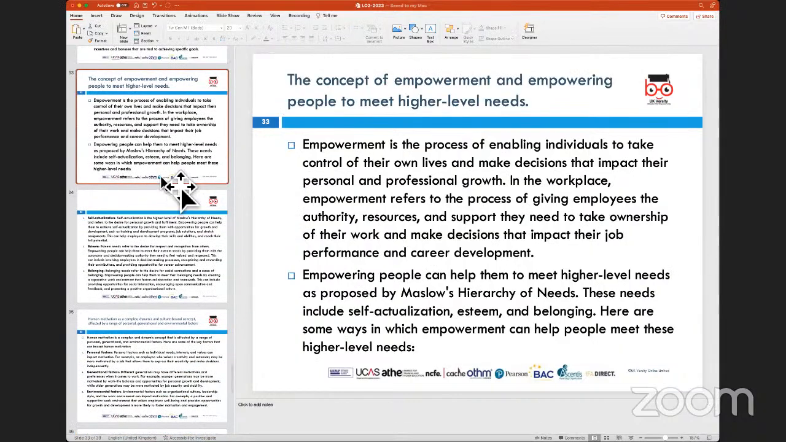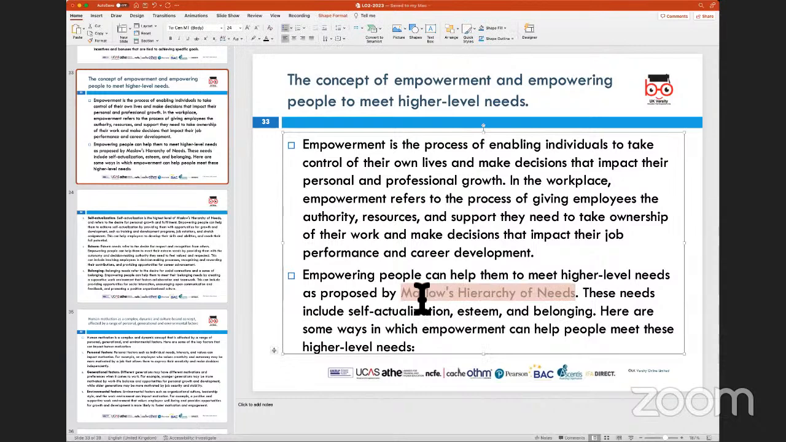Now, what we also want to look at as a part of this, when we look at the job characteristic model, is the concept of empowerment, and empowering people to be able to meet their high level needs. Because we look at Maslow's hierarchy of needs, the 5 needs, the topmost being self-actualization and self-esteem, wherein people are generally interested in putting things into practice because they have had years of experience.